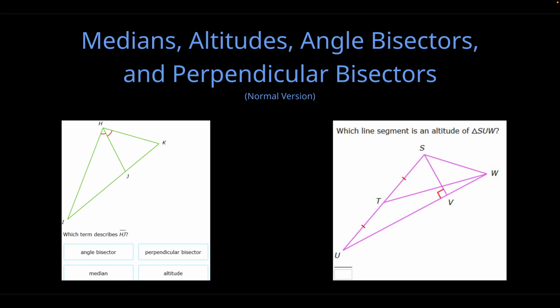Today we're going to be talking about medians, altitudes, angle bisectors, and perpendicular bisectors, similar to the problems that you see up on the screen here. Just a reminder, this is the normal version. If you want the speed run version where we go through it pretty quickly, I'll link that in the description below.